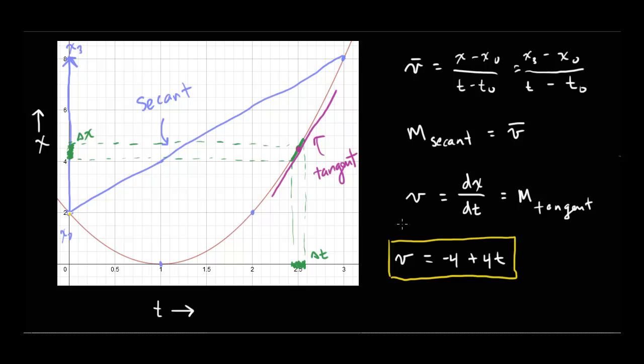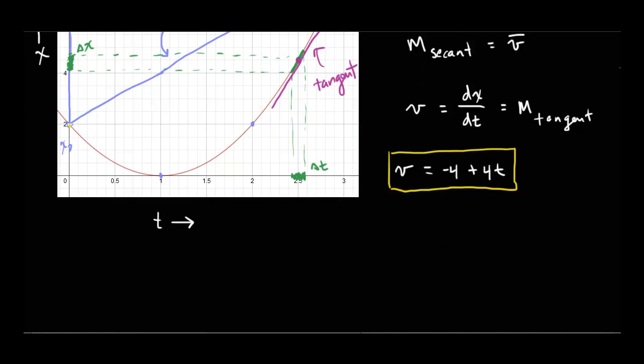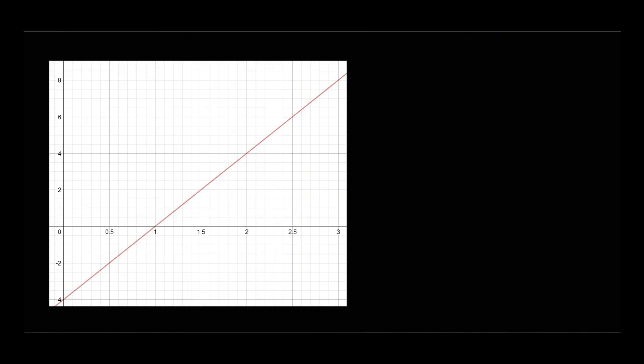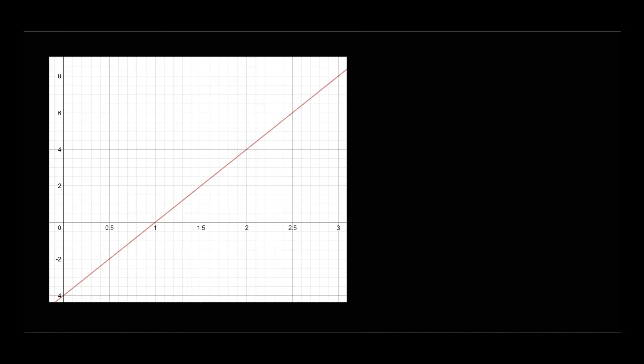So, using the derivative, if we know the position as a function of time, we can figure out the velocity as a function of time. And what I've done now is I've gone ahead and graphed this thing. So the next bit is the graph of this function. This is the velocity as a function of time, which we said is -4 plus 4t. So here is the graph of this.